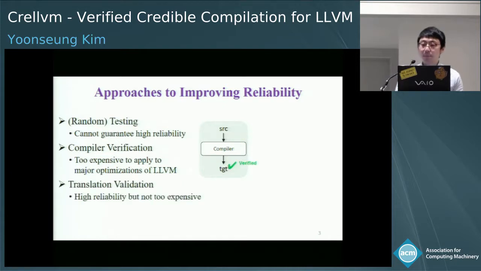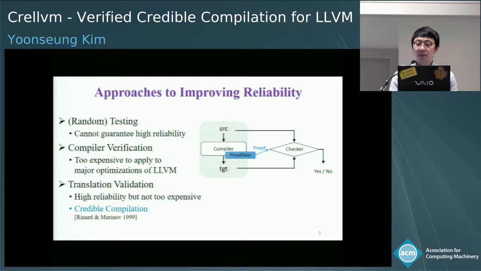Another approach in between is translation validation, which is to check correctness of each translation. Compared to testing, translation validation gives a higher level of reliability because it formally checks correctness of a translation instead of simply testing behavior of the translated target programs. On the other hand, compared to compiler verification, translation validation is less expensive because it just validates a given translation instead of proving that all translations of the compiler are correct.